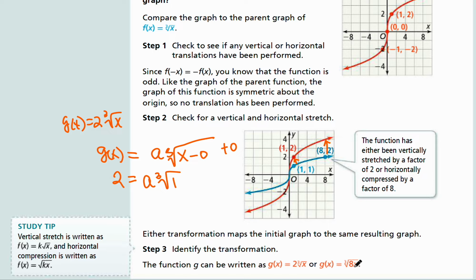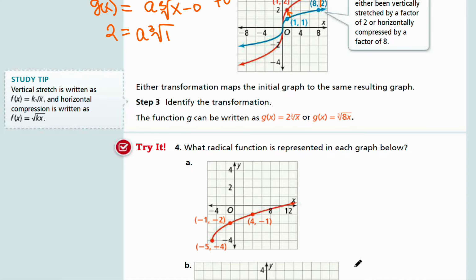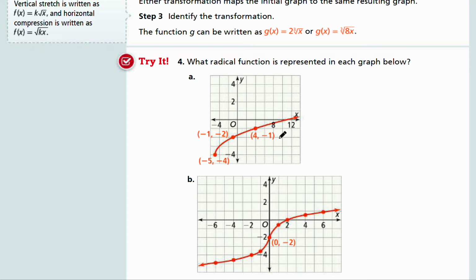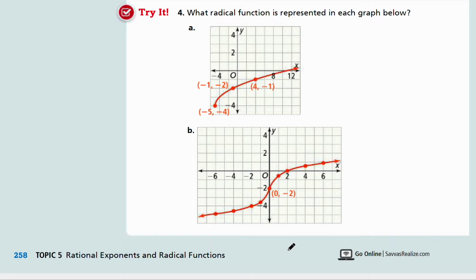All right, so let's look at try number 4, radical function. Which radical function is represented in the graph below? Looking at the graph and the points given, you can write the equation for the function. So pause the video, see if you can do it by yourself. Come back when you're ready for answers.